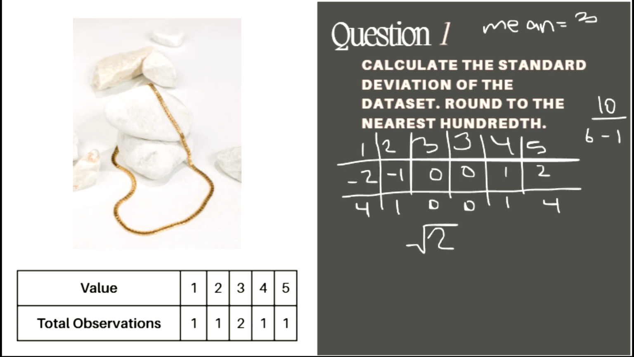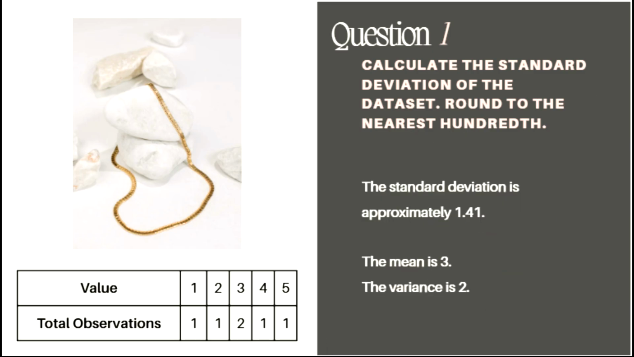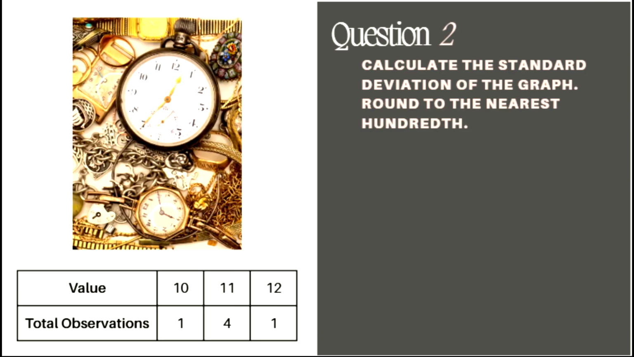And the square root of 2 is calculator time. The square root of 2 is 1.414. And it wants the nearest hundredth, so it's going to be 1.41 for our standard deviation. All right. Let's do question 2.